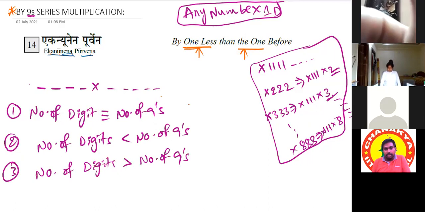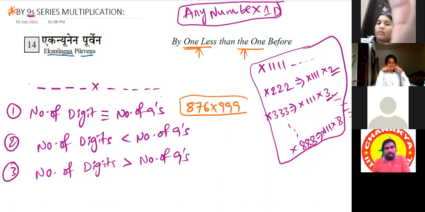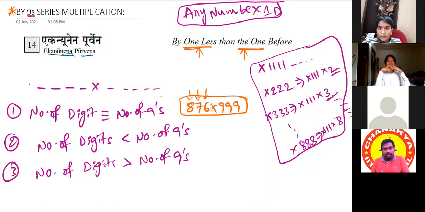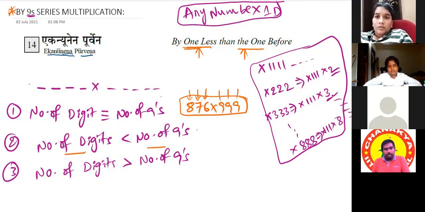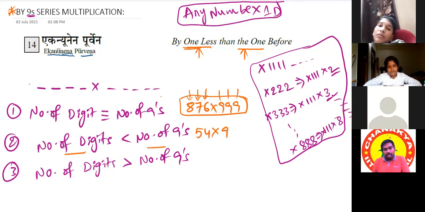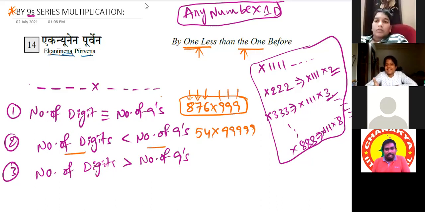Give an example for the first case. Can I say 876 into 999? Here the number of digits is 3, and the number of nines is 1, 2, 3: 3 digits and 3 nines. For the second case, 54 into 99999. Here the number of digits is less than the number of nines.